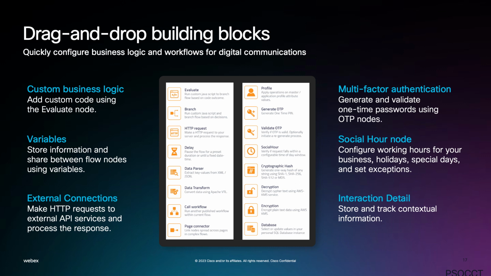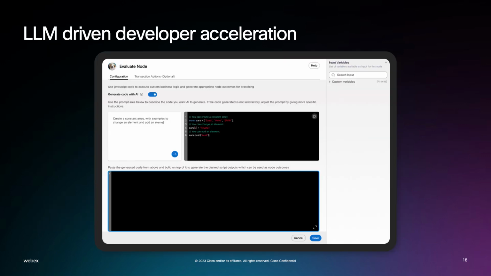We have an evaluate node where you can write JSON. And we, of course, have external connections as well. So you don't always want to build these rich integration nodes. You might just want to make an HTTP request to an external API service. You can do all of that from within these drag and drop nodes.